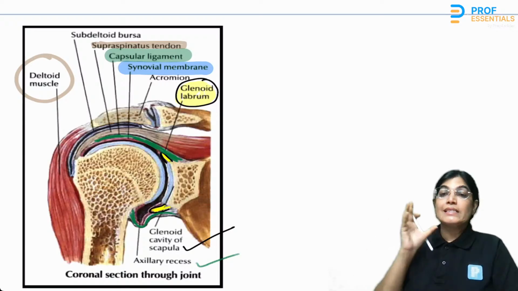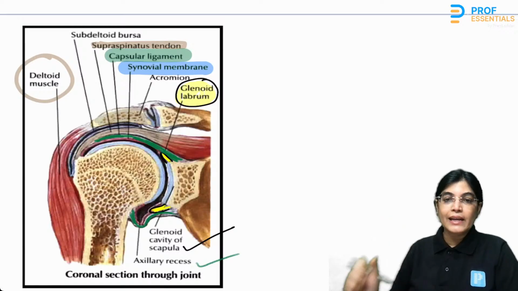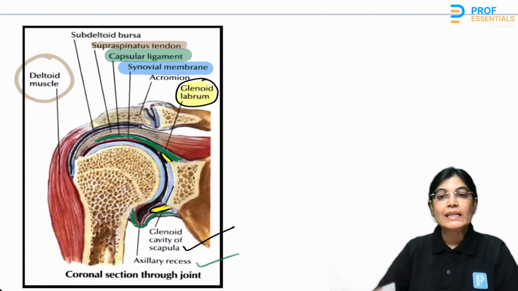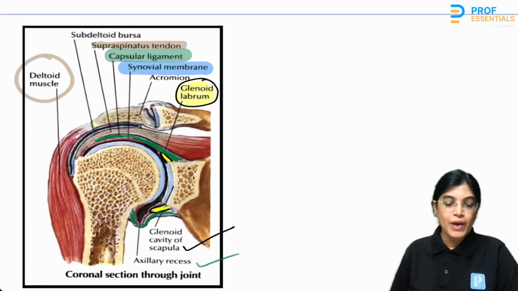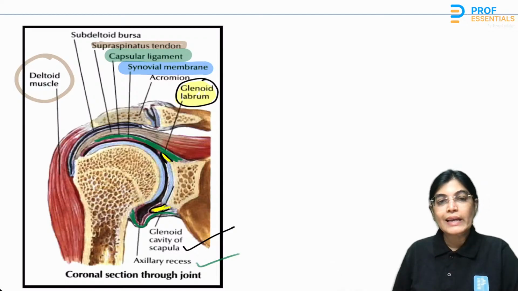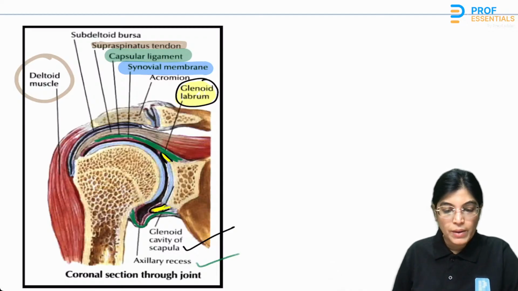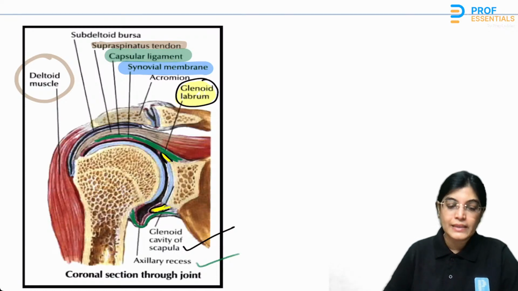Fibrocartilaginous ring. This is deepening, or making the shallow glenoid fossa slightly deeper, so that it will increase the stability of the shoulder joint. Okay, so let's talk firstly about the fibrous capsule. It is attached medially to the margins of the glenoid cavity beyond the glenoid labrum, and it is attached onto the humerus bone, that is the anatomical neck.